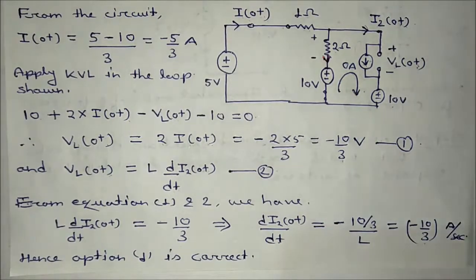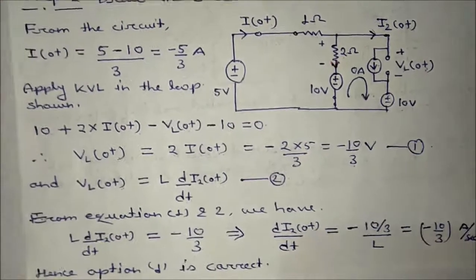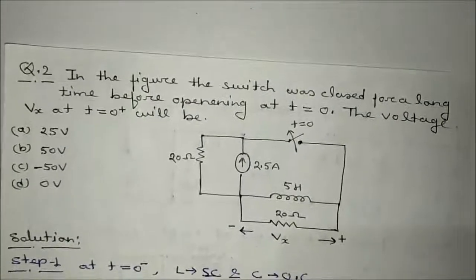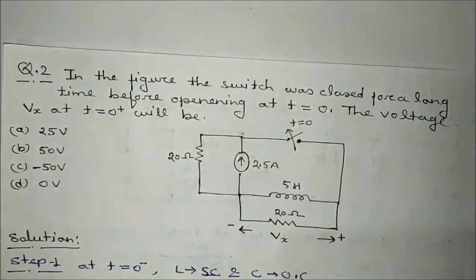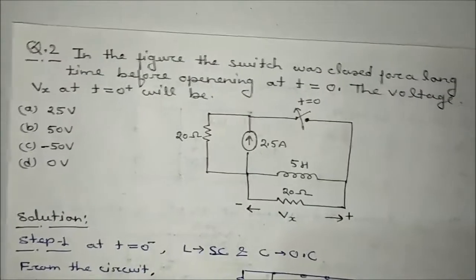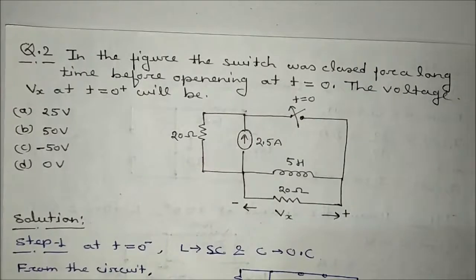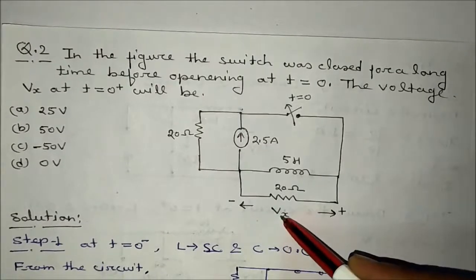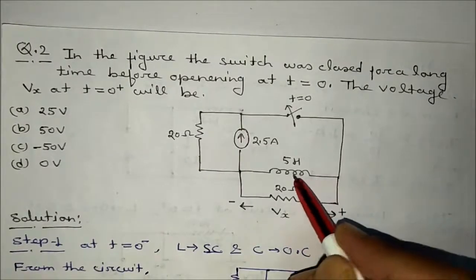So you have to follow the steps, and definitely you are going to get the answers. The next problem: in the figure shown, the switch was closed for a long time before opening at t equal to 0. The voltage Vx at t equal to 0+ will be? We have to calculate this Vx. This Vx is exactly the same as the voltage across the inductor.